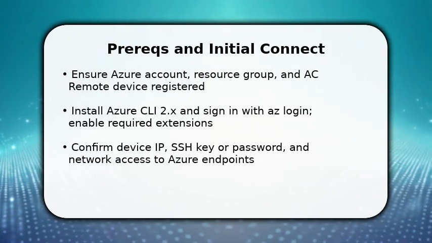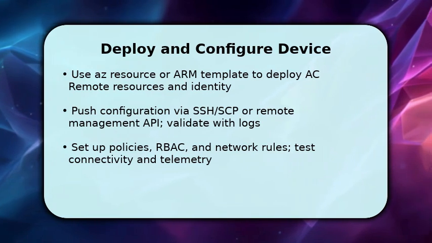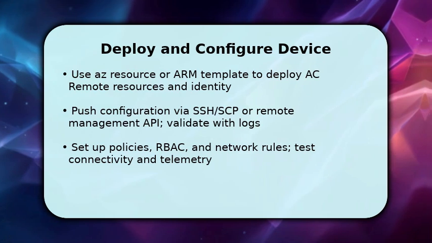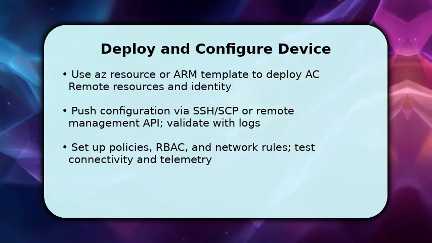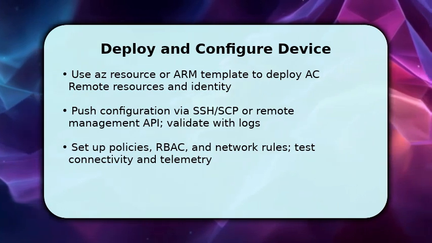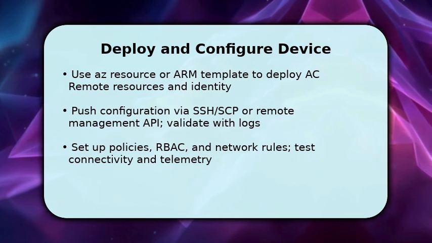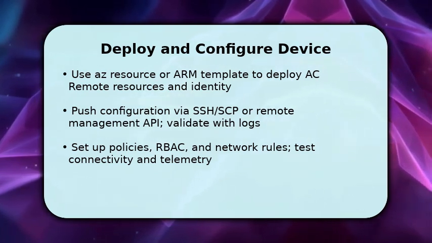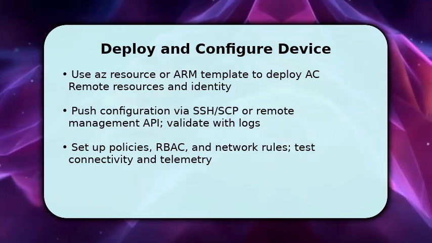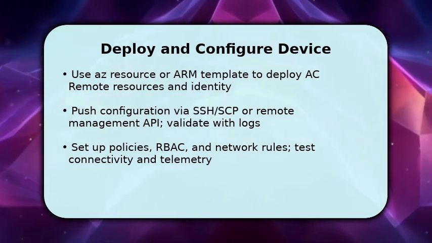You now deploy and configure the AC remote components. Use a Bicep resource or an ARM template to provision resources and assign managed identity. Once deployed, push configuration files over SSH or the device API and validate success by monitoring device logs. Make sure to apply RBAC roles and network security rules so only authorized principals can manage the device. While configuring telemetry and metrics, test connectivity to Azure Monitor and update retry parameters.